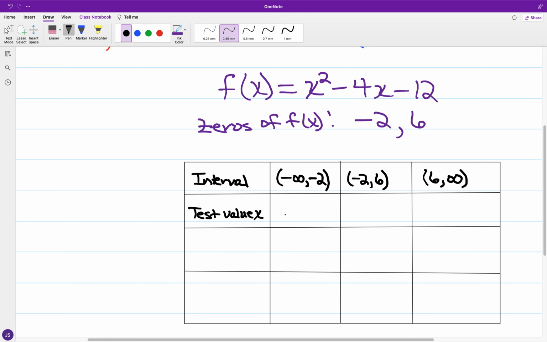And for the tested values that we can select, for the first, we can have anything that is less than negative 2. So we can go with, say, negative 3 as a choice. Between negative 2 and 6, I've always liked 0, and I'm going to go with this again. And anything greater than 6, you just go with the number 7. And for our function, again, we have f of x is equal to x squared minus 4x minus 12.